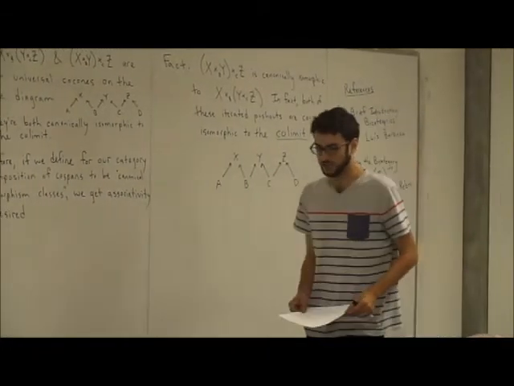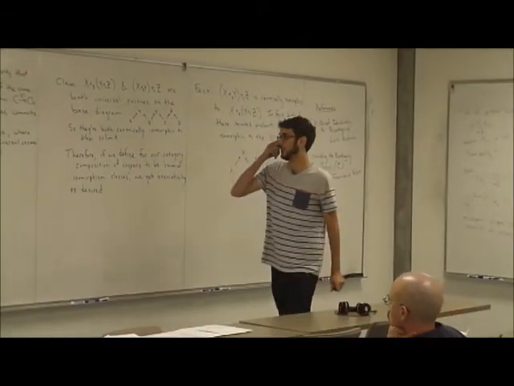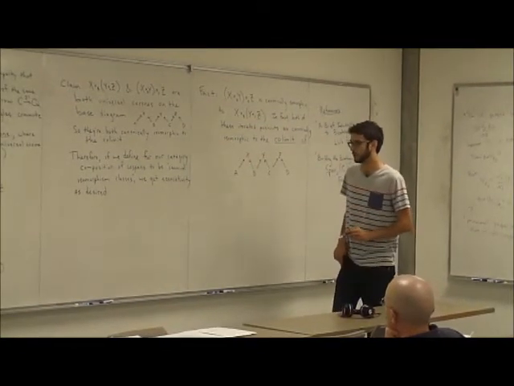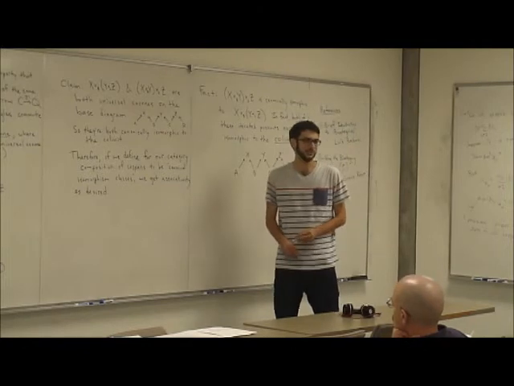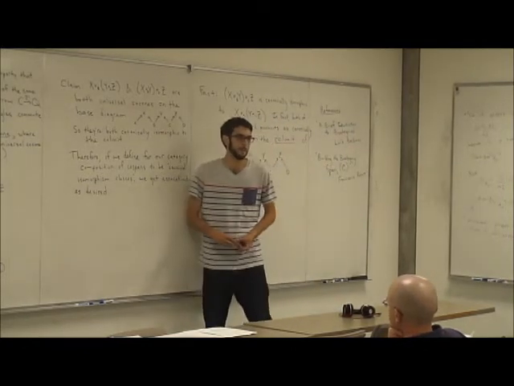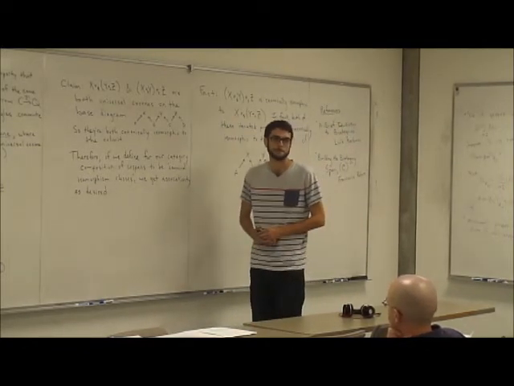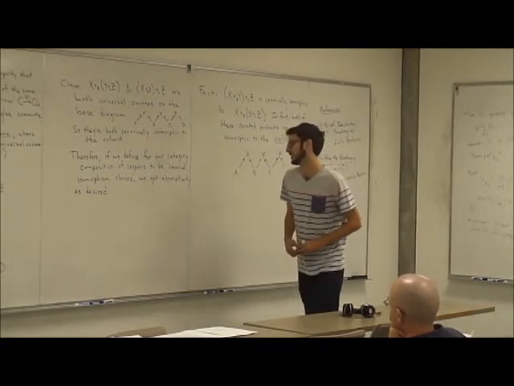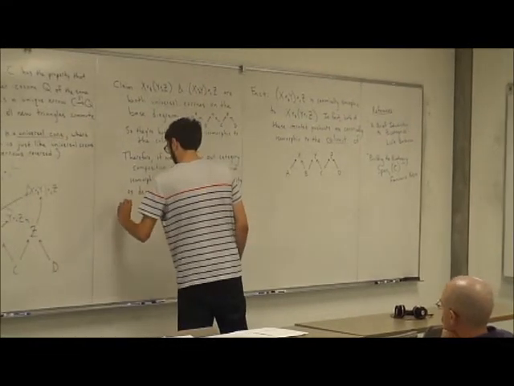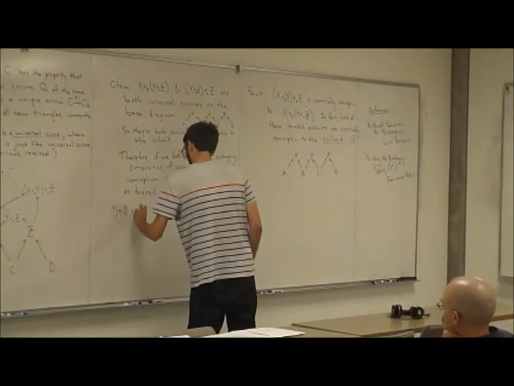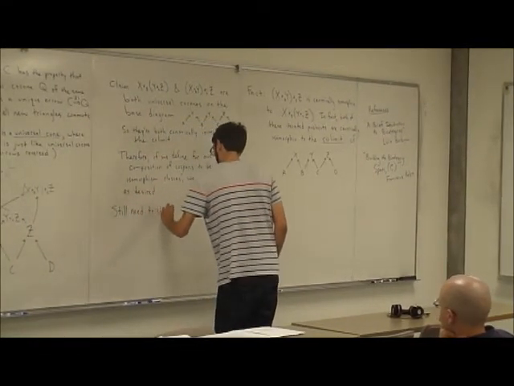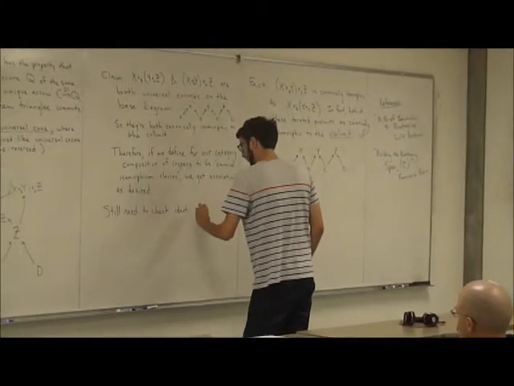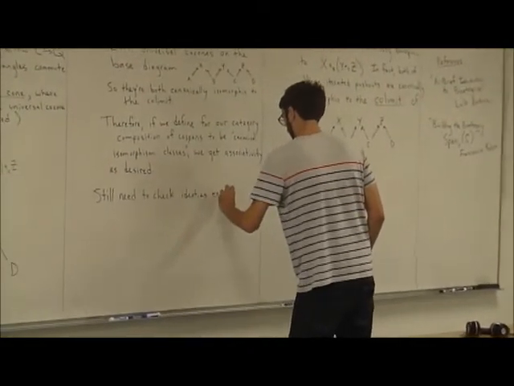Okay, so that's how we get associativity. And we're almost done to see that we have a full-on category. What's the last axiom we haven't checked off? Identities, right? Yeah, that's it. So we still need to check that identities exist and work.